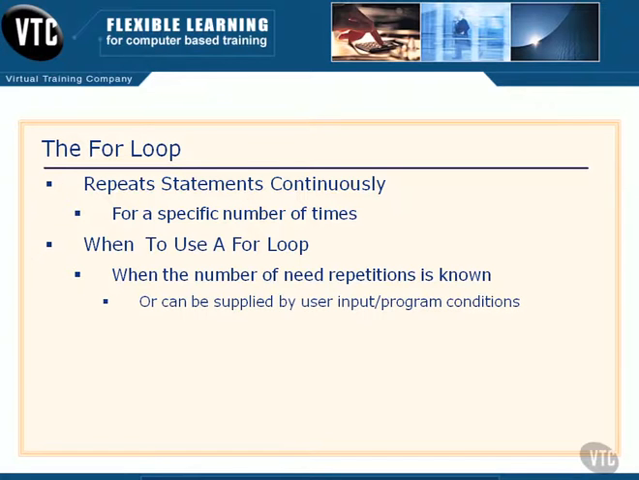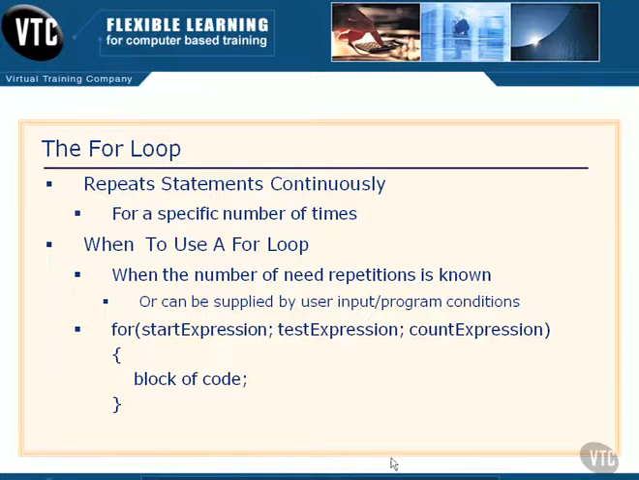Now, you can also supply the number of repetitions by either user input or program conditions. And here's the rough syntax for this. It's not rough, but I don't like some of the terminologies that are used, so I'll correct those. We're going to start off with the for command, and then in parentheses we're going to put three things. Number one is the start expression, okay? And in our example we're going to say a equals 1. So this is where our counter starts at. Then the test expression, and this in our example would be like a is less than or equal to 20 or 10 or something like that.